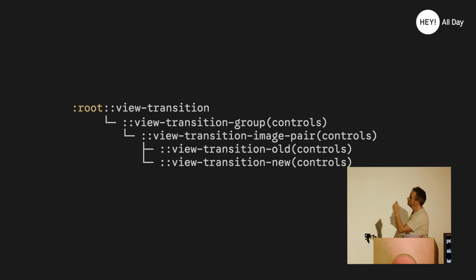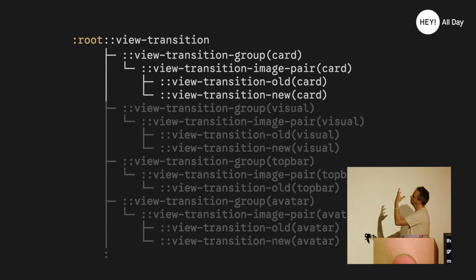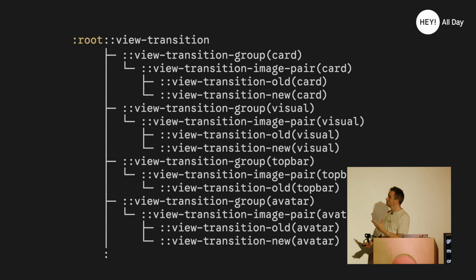So this is our little pseudo tree. Now, of course, we captured more than just the controls, right? We captured a bunch of things, so it doesn't look like this. Our pseudo tree looks something like this, where we have a group for the card with the image pair and the old and new, and we have one for the visual, the top bar, the avatar, and so on and so on. We have a huge pseudo tree that gets rendered on top of our document.